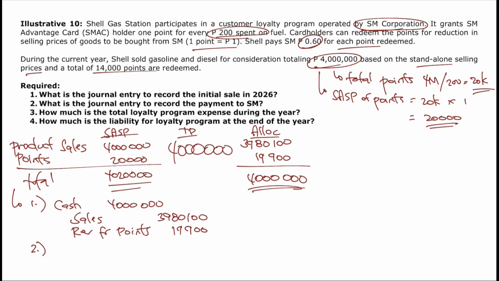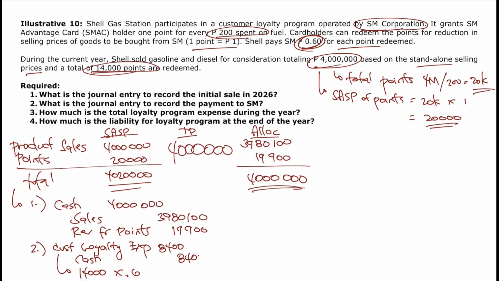Number 2, what's the journal entry to record the payment? So, dito, nagbabayad tayo, of course. So, debit, no? Customer loyalty expense, right? Kasi magbabayad tayo kay SM, then credit cash. So, magkano ibabayad natin? Well, ang ibabayad natin will only be equal to 14,000 points kasi yun pa lang yung nare-redeem eh. So, 14,000 points times, magkano yung bayaran per point? 0.6. So, 14,000 times 0.6, that's equal to 8,400. So, total payment to SM is 8,400.